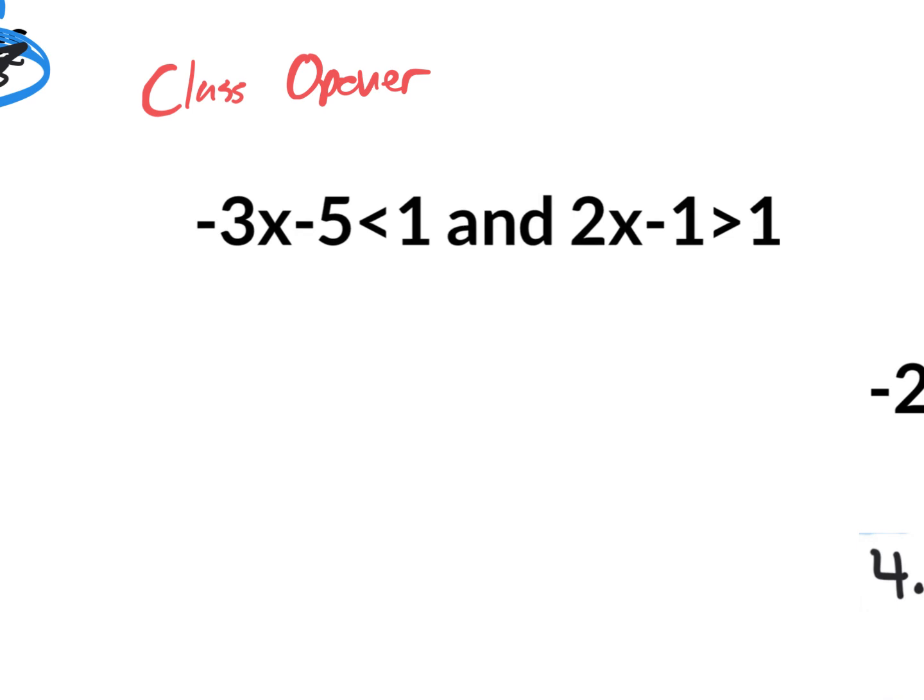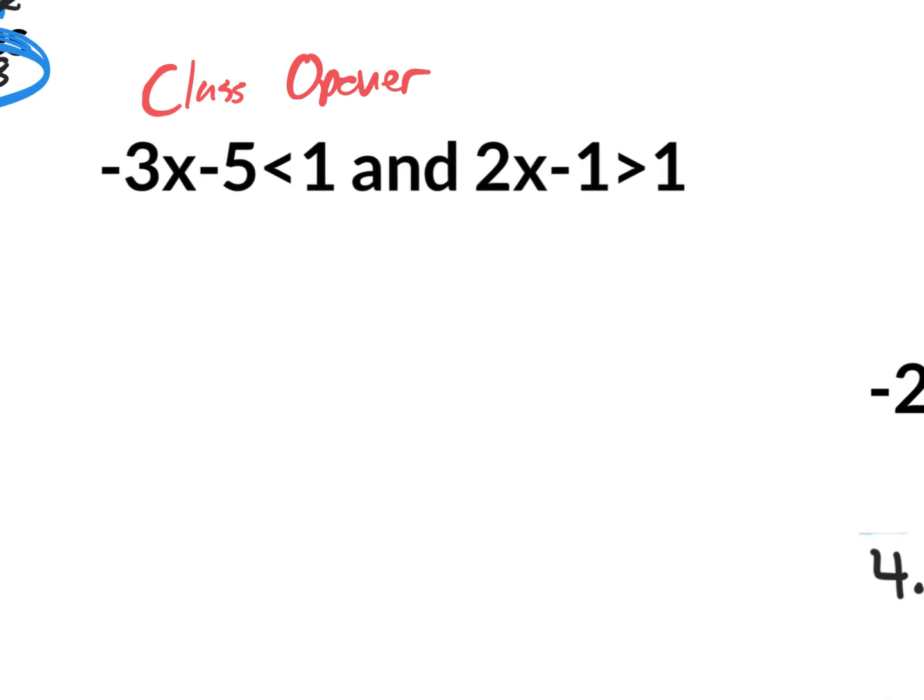Everybody copy that one down. I want to pause it, and then we'll solve it. So once again, we're going to do these two problems separately and then consider the word and between them, to see if the areas truly are together. On the left one, we're going to get rid of the minus 5 first by adding 5, and what you do to one side, you do to the other side. You're going to end up with negative 3x.